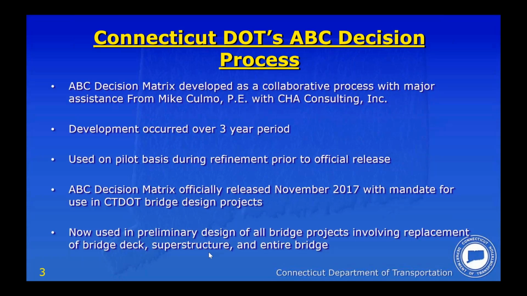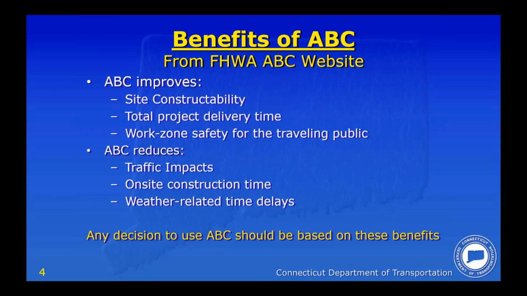I think key here, and I mentioned this before, is our goal is to have this matrix used in all bridge projects involving deck replacement, bridge superstructure replacement, and entire bridge replacement. So, benefits of ABC: improving site constructability and total project delivery time. This is huge with standalone bridge projects. And work zone safety for the traveling public. The shorter duration we're out there in bridge construction projects, the safer it is for workers on the job site.